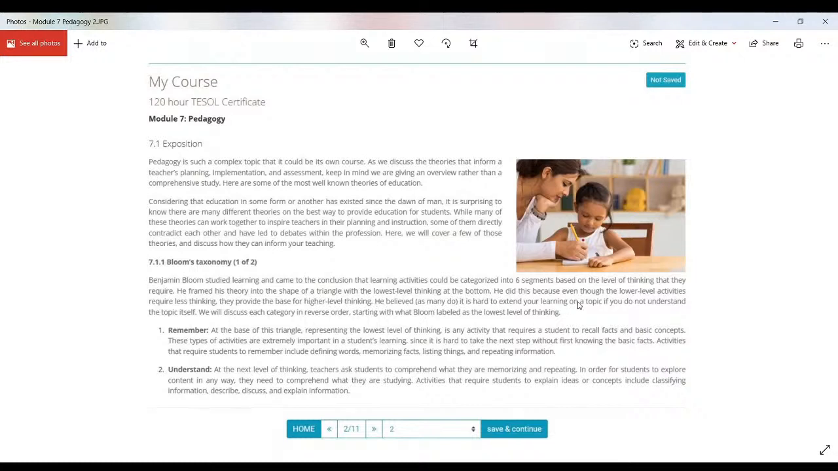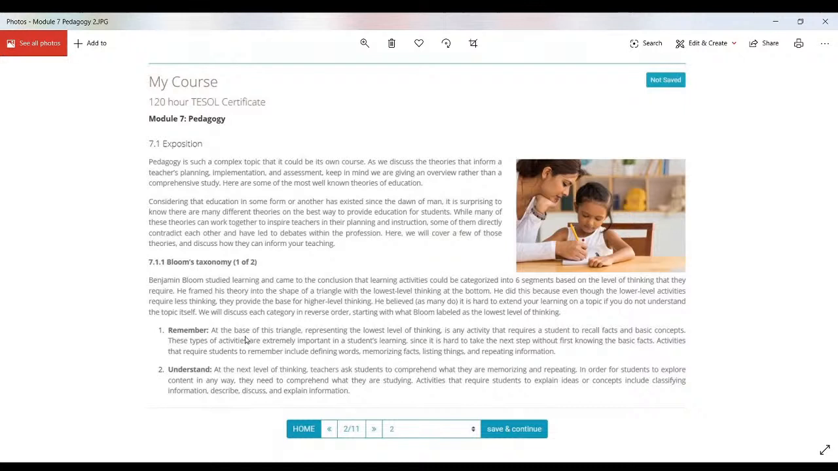He did this because even though the lower level activities require less thinking, they provide the base for higher level thinking. He believed, as many do, it is hard to extend your learning on a topic if you do not understand the topic itself. We will discuss each category in reverse order, starting with what Bloom labeled as the lowest level of thinking. Number 1, remember.